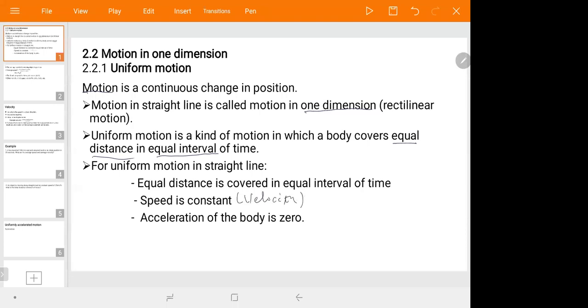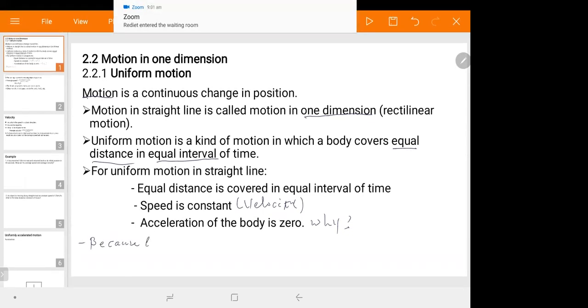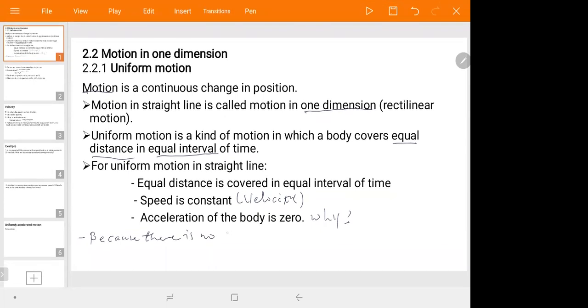Velocity is constant, and the acceleration of a body is 0. Why? Because the speed is constant. That means there is no what? There is no change of velocity. Excellent. There is no change in velocity.